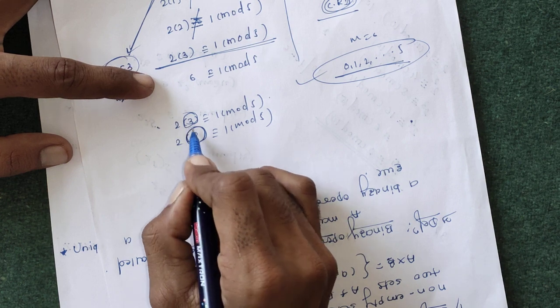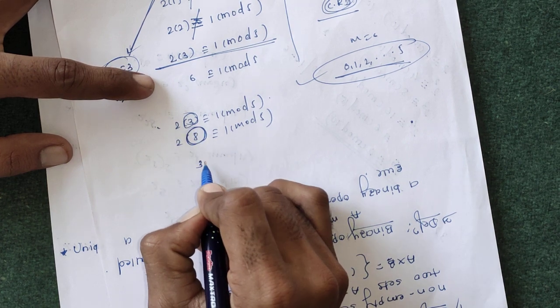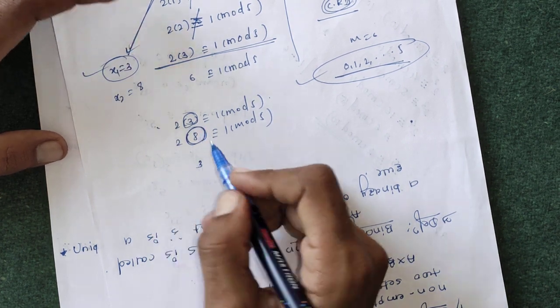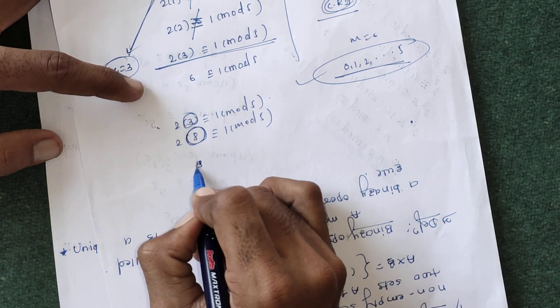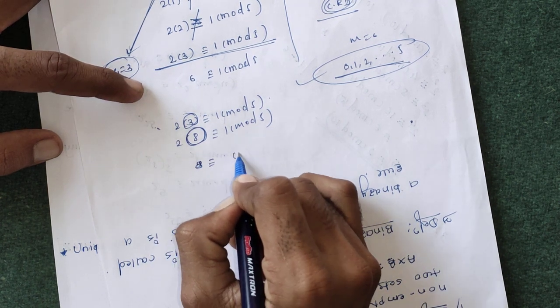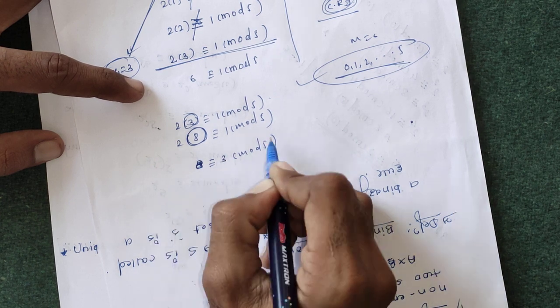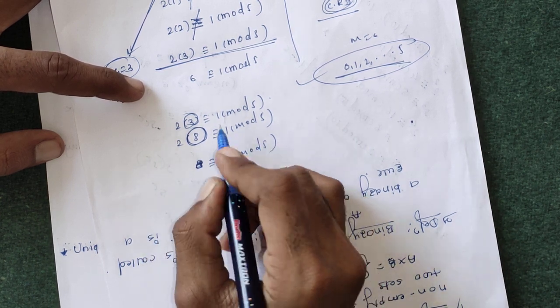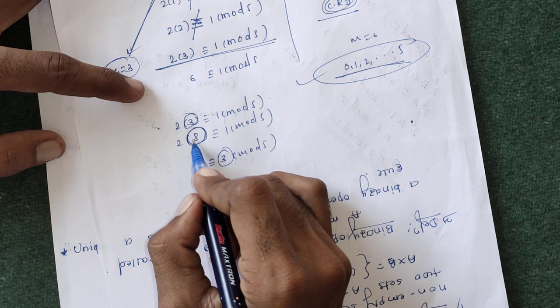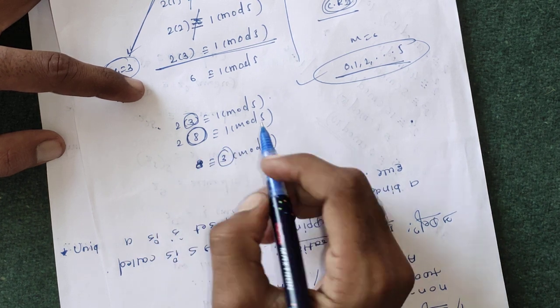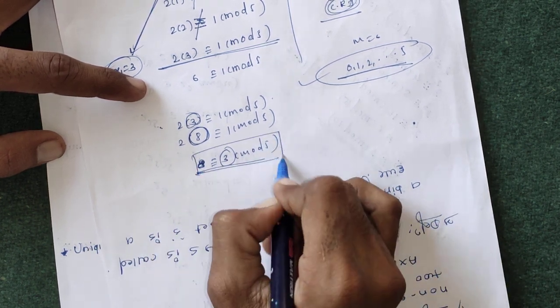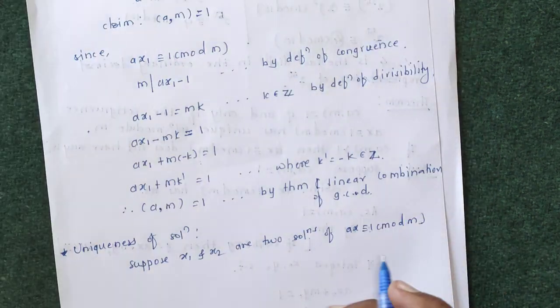If these two are congruent to each other, then we say that the solution is unique. Since 8 is congruent to what under modulo 5? 8 is congruent to 3 under modulo 5. So 3 is the unique solution, since we can write this 8 as 3 under modulo 5. So we are going to prove this.